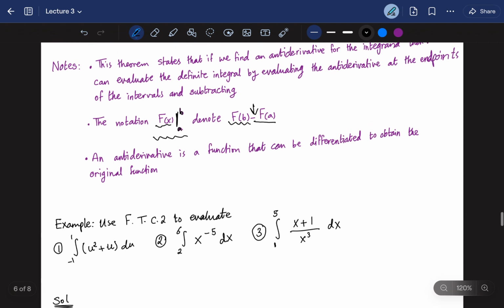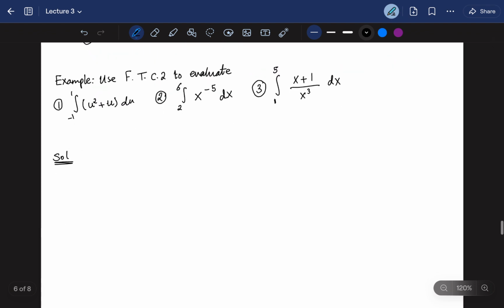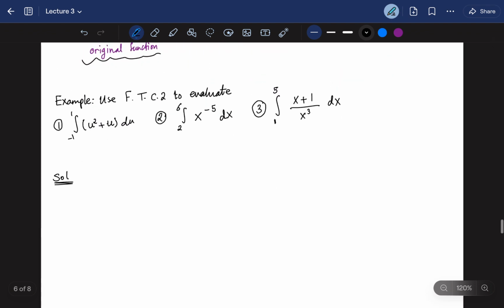So to connect the antiderivative with differentiation, an antiderivative is just a function that can be differentiated to get the original function that we started with. That's it. That's a fact here. Okay, so let's see how we're going to apply the second part of the fundamental theorem. If we want to evaluate these definite integrals for these functions at certain bounds, how would we do that?